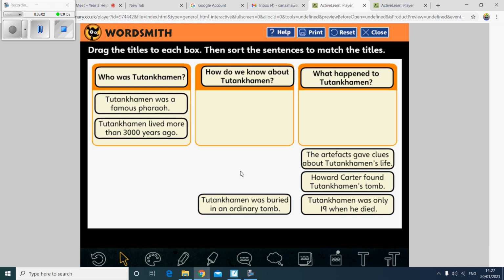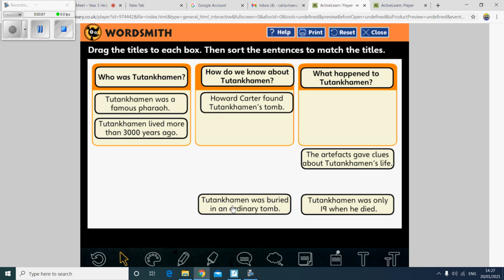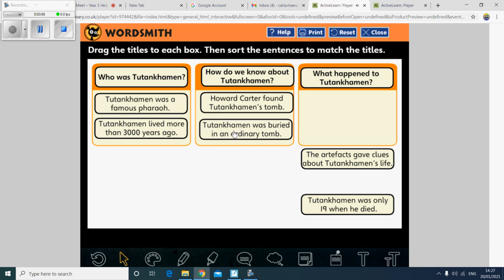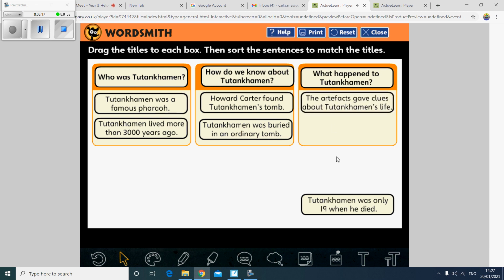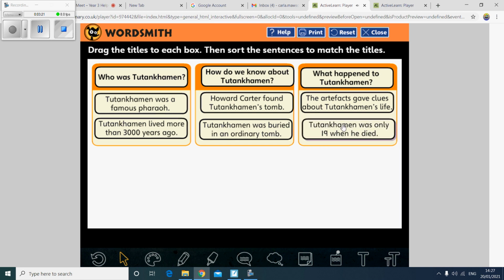So how do we know about him? Well, we know about him because Howard Carter found his tomb, and his tomb was buried in an ordinary tomb. So we can see there that that's all the information to do with the title. And the last ones then go in as to what happened. So the artifacts give us clues about his life to tell us what happened to him. And we know that he died when he was 19. So we've put all of the information into common paragraphs talking about the same thing.